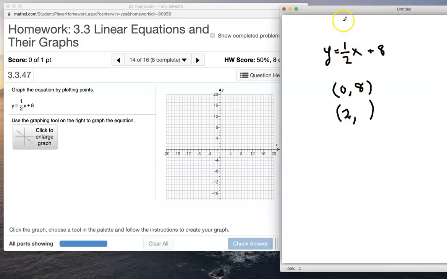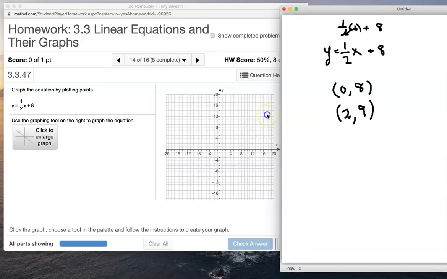So that when I do plug in 2, I get 1/2 times 2. The 2's cancel, leaves you with 1. 1 plus 8 is 9. There's 2 points.